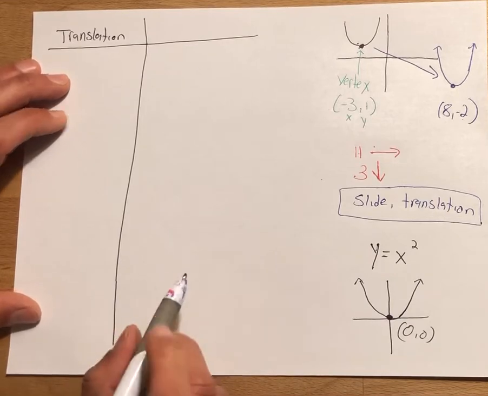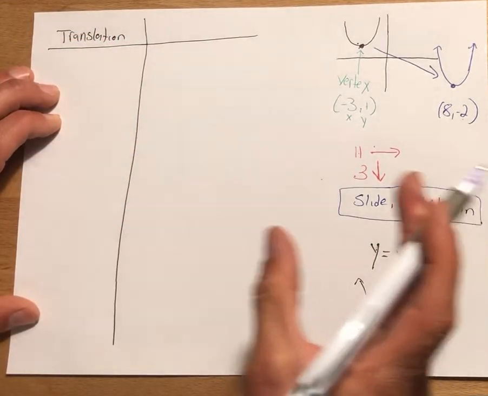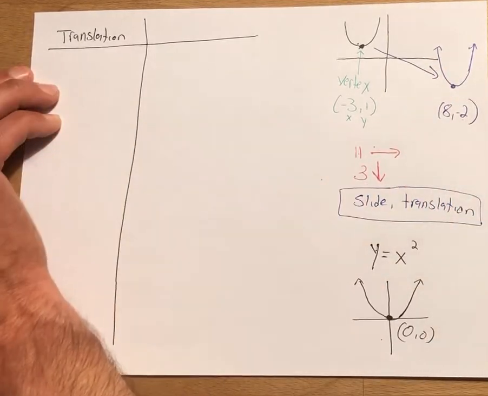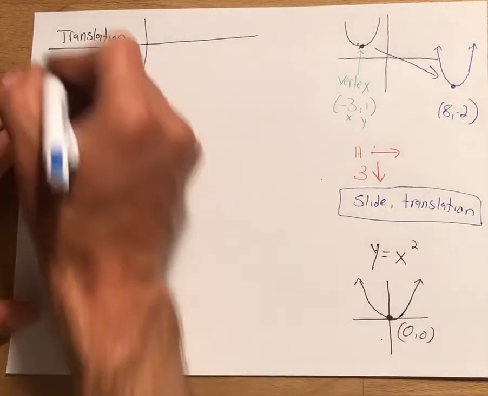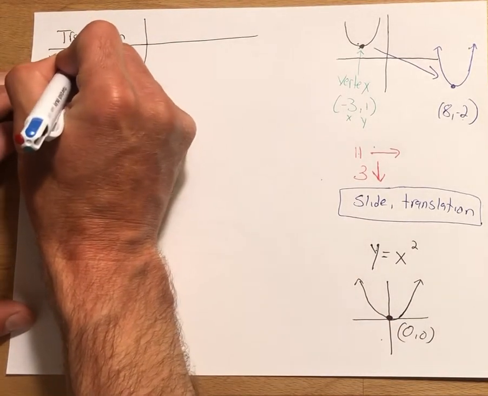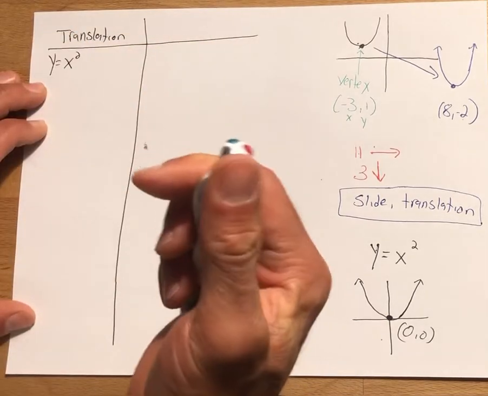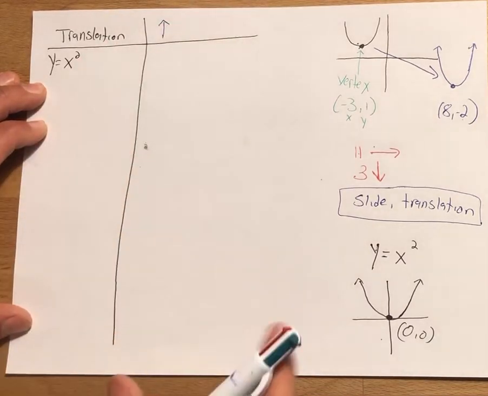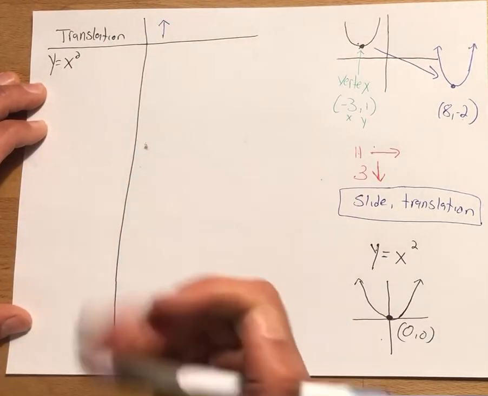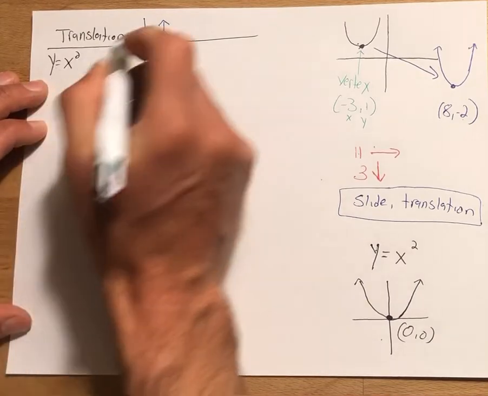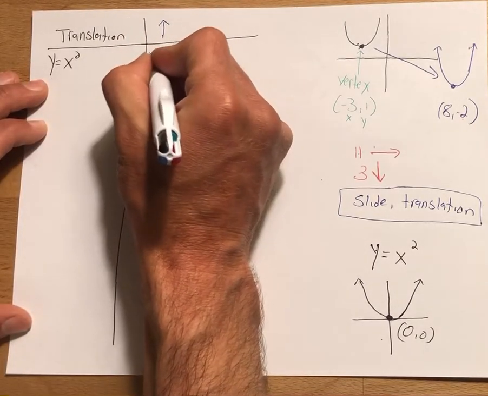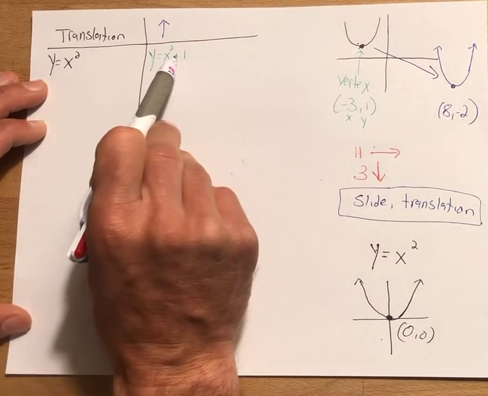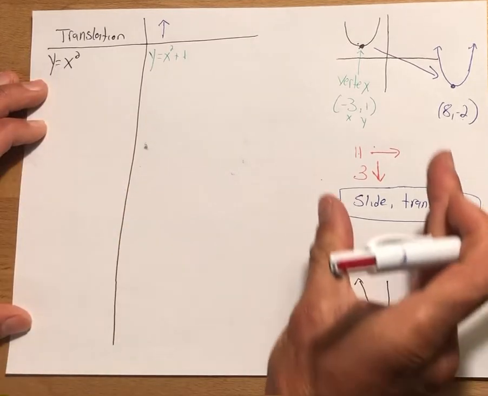Now what I'm going to do, I'm going to move this 1 unit left, 1 unit right, 1 unit up, and 1 unit down. And I'm going to show you how I do that with this graph. So let's take y equals x squared. And I want to move it 1 unit up. If I want to move it 1 unit up, I am going to rewrite this as y equals x squared plus 1. If I add a number next to the graph, it moves it 1 unit up.